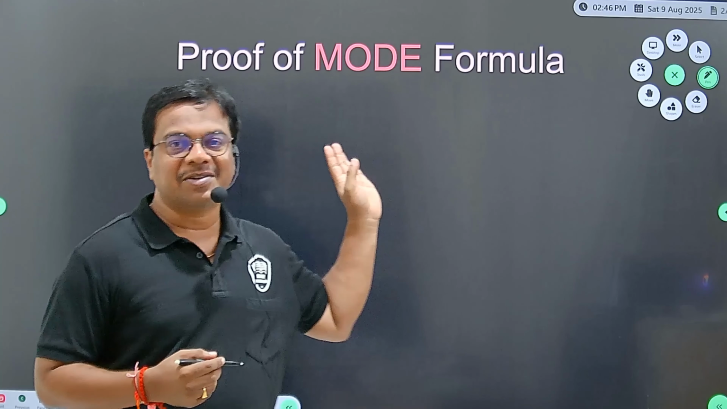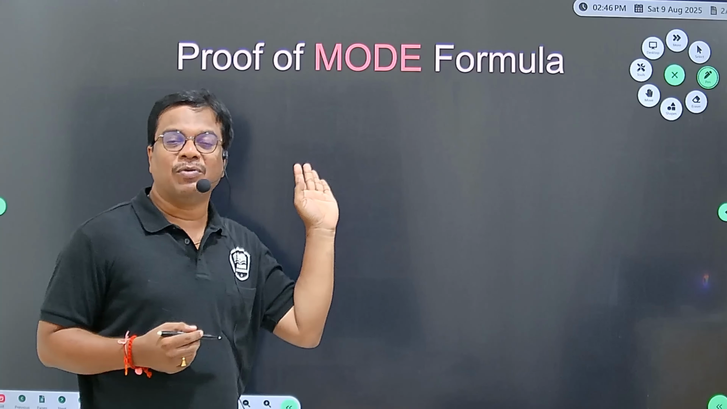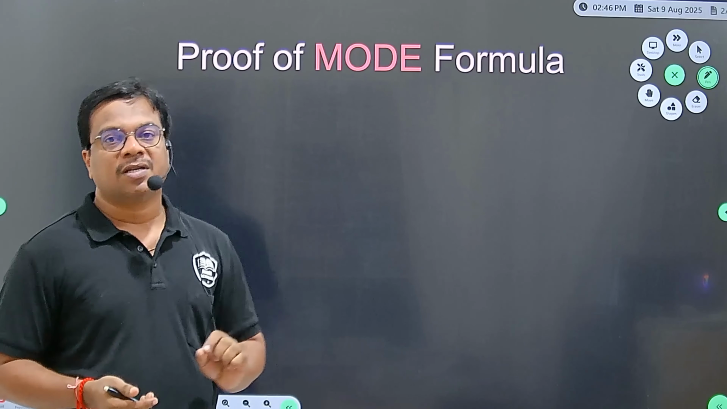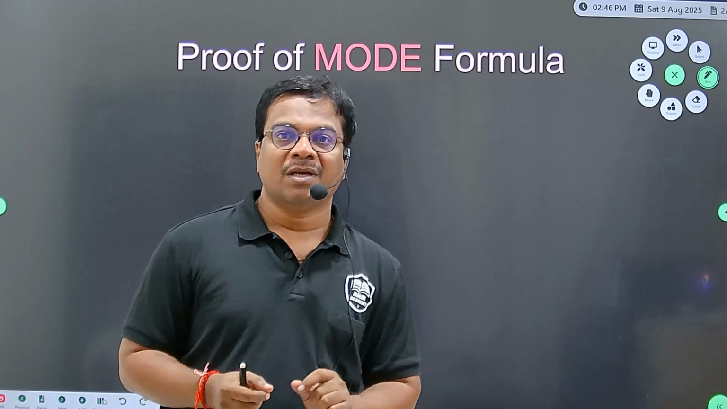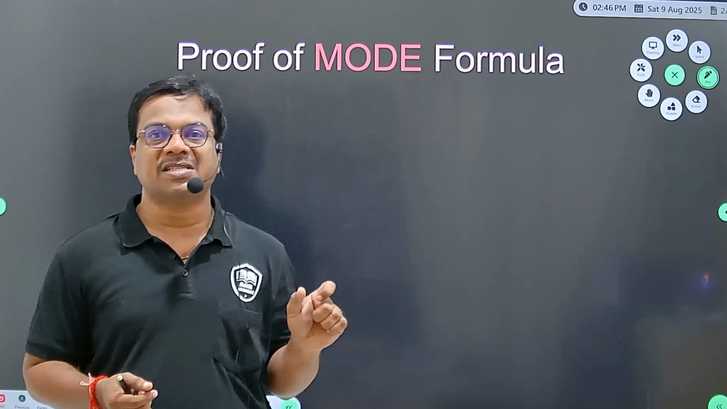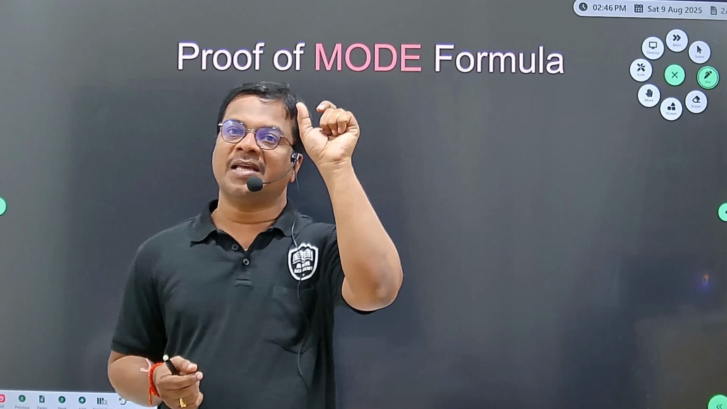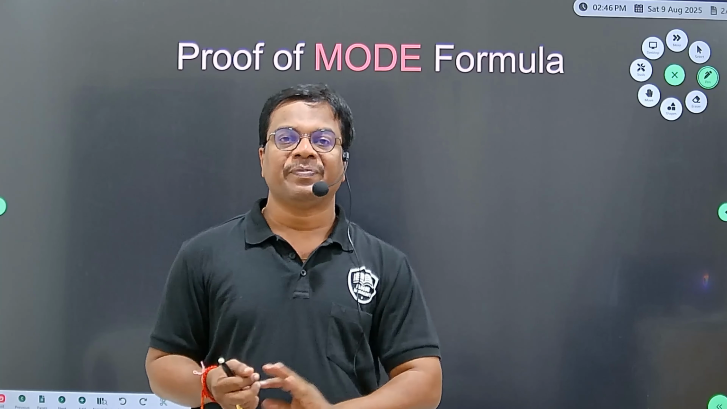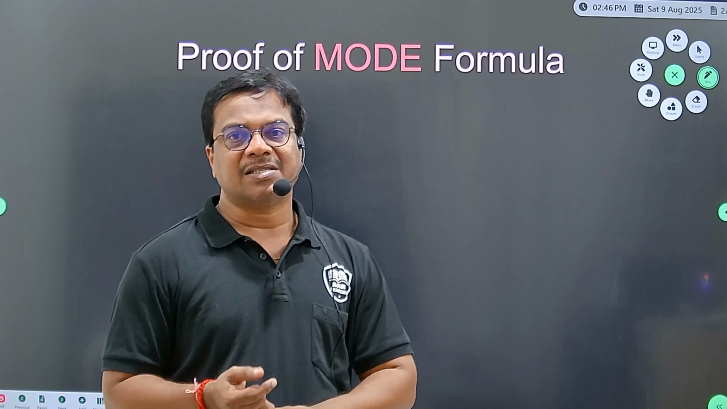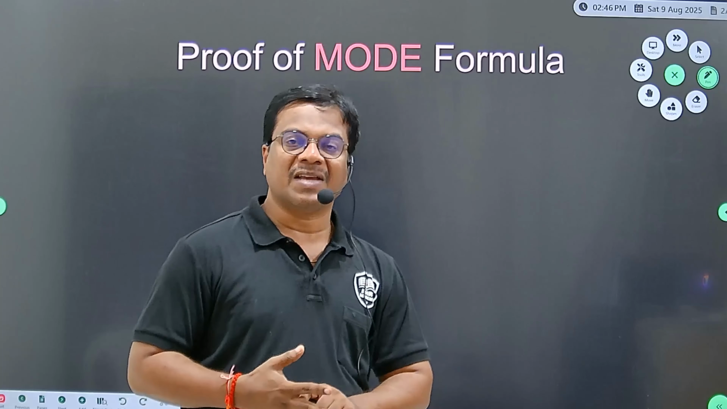Today we are going to discuss the proof of the mode formula in statistics. Suppose in the given table you have a set of observations and their set of frequencies, then we know that the most frequent variable is known as the mode of the given data.